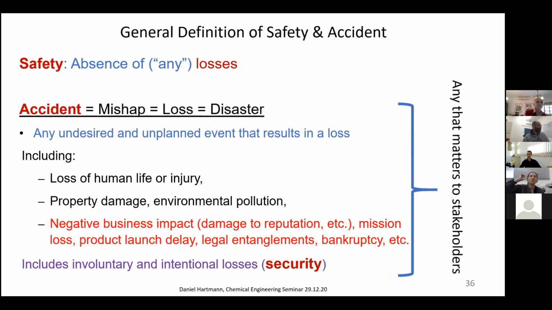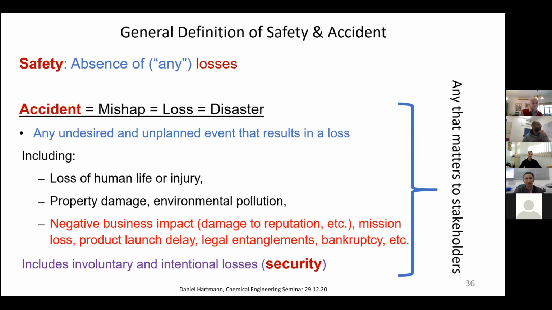But what is safety? We say safety is just the absence of any losses. In everyday talking, we use accident, mishap, loss, disaster. They are all the same thing. We are referring to some losses. And what are the losses? Any undesired and unplanned event that results in a loss, and any that matters to the stakeholders.